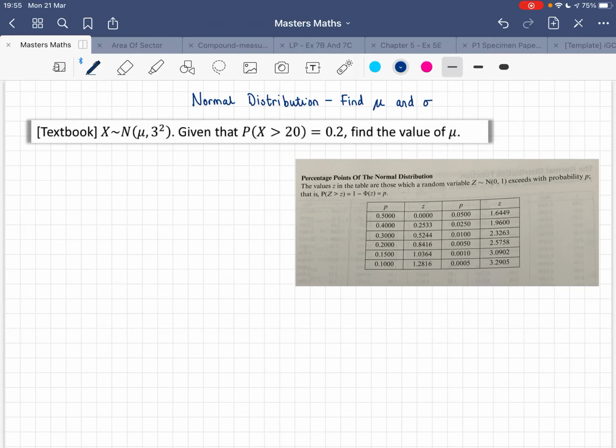Hi girls. Okay, so this is our last part of normal distribution. We're so nearly there, but obviously we lost the lesson on Friday, so there's not much to go through.